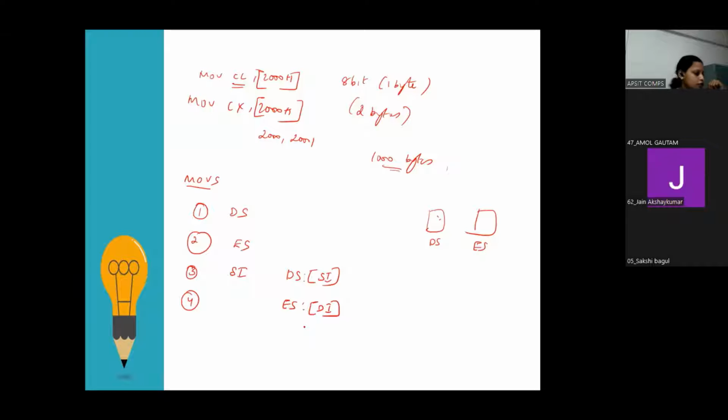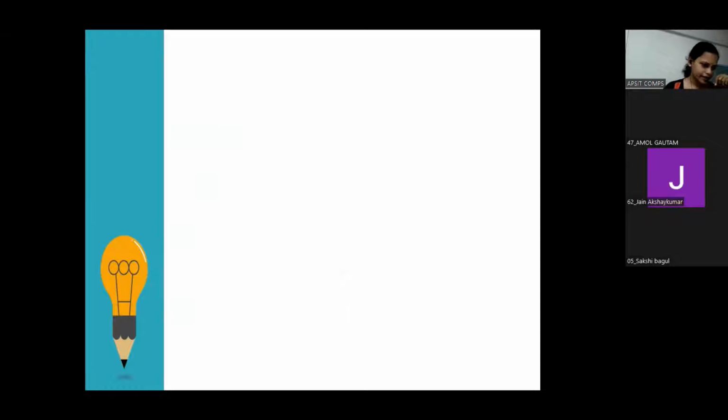DI register. So rule number 1 is that the source string must be compulsorily present in the data segment. Rule number 2 is that the destination string must be compulsorily present in the extra segment. Third rule is that the offset address of the source string must be given by the source index register. And the fourth rule is that the offset address of the destination string must be given by the DI register, right? So we had discussed one example also, right?